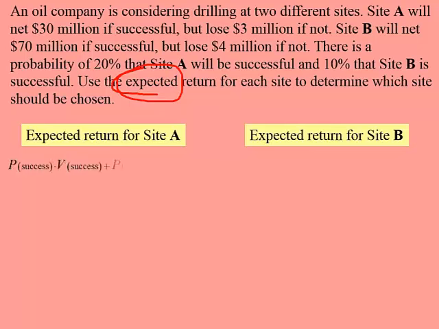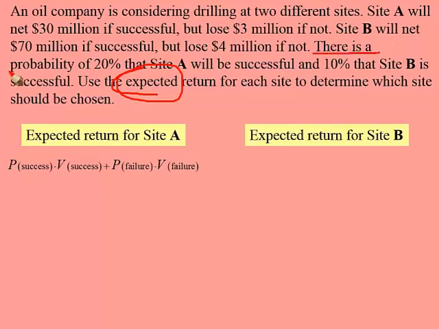And so for site A, we need the probability of a success times the value of success. The only other thing, if it's not successful, then it's failure. So we need all the probabilities and all the values. Same thing for site B. And so look at site A. What is the probability of success? Well, that's given in the problem. Site A will net 30 million if successful. Site B will net 70 million if successful.